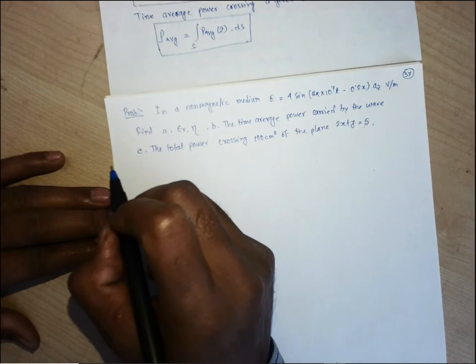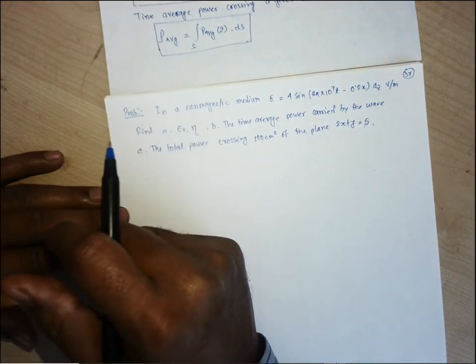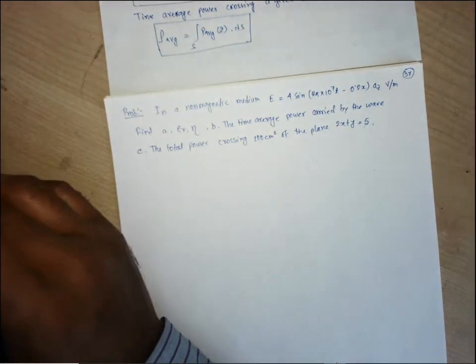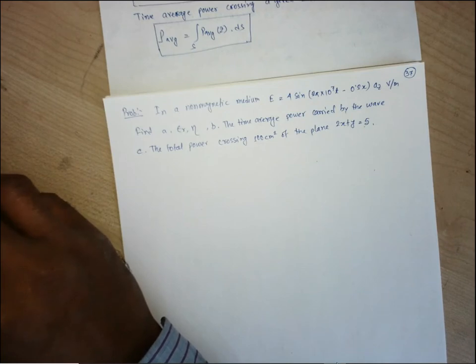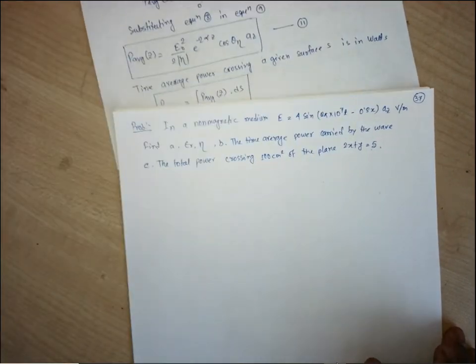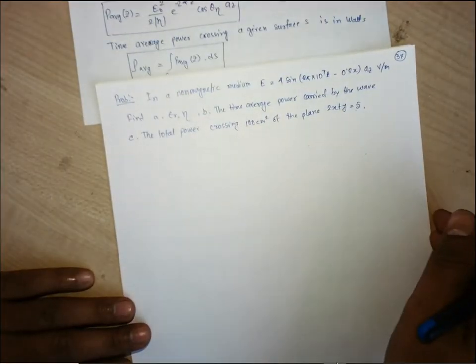This is the electric field in a non-magnetic medium. So we need to find the permittivity for this non-magnetic medium, with mu naught. We have epsilon r for that medium. We need to find the time average power carried by the wave. Then we need to find the power crossing the 100 centimeter square area of this plane.